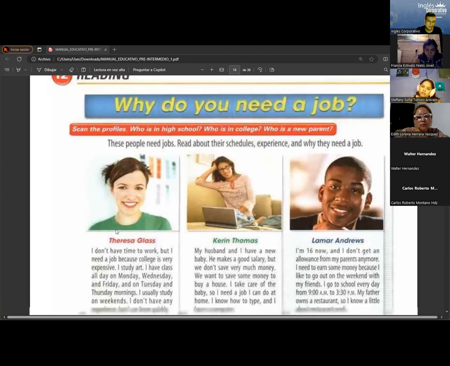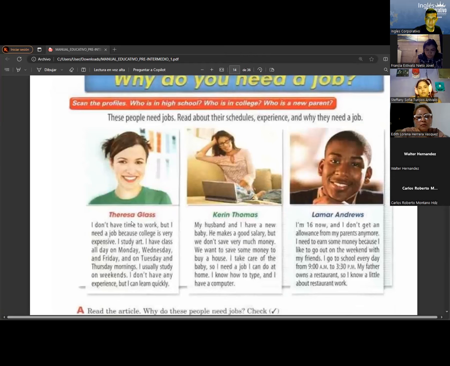Number one, Teresa Glass. I don't have time to work, but I need a job because college is very expensive. I study art. I have class all day on Monday, Wednesday, and Friday. And on Tuesday and Thursday morning, I usually study. On weekends, I don't have any experience, but I can learn quickly. Teacher, what is the meaning of quickly? Quickly, rápidamente. Oh, thank you.